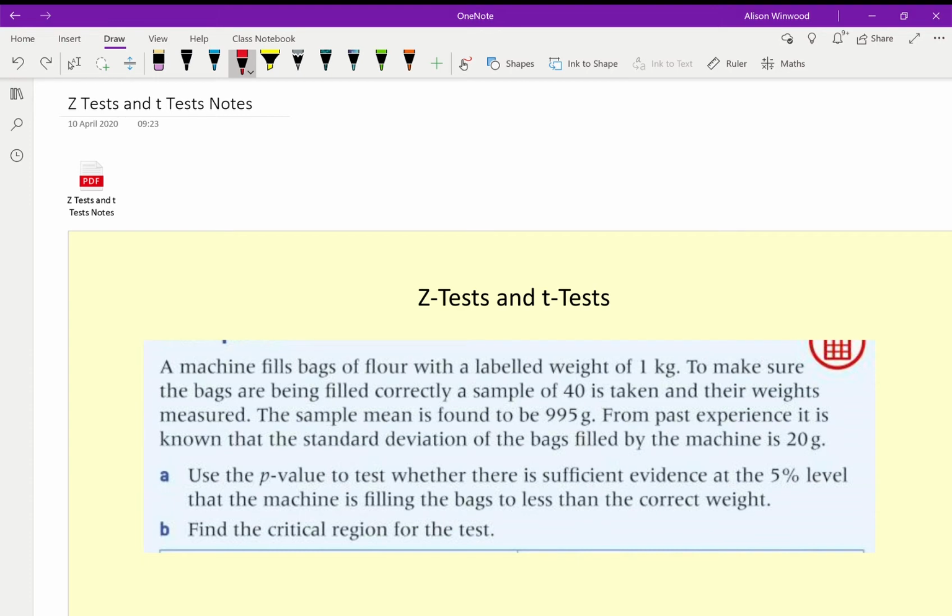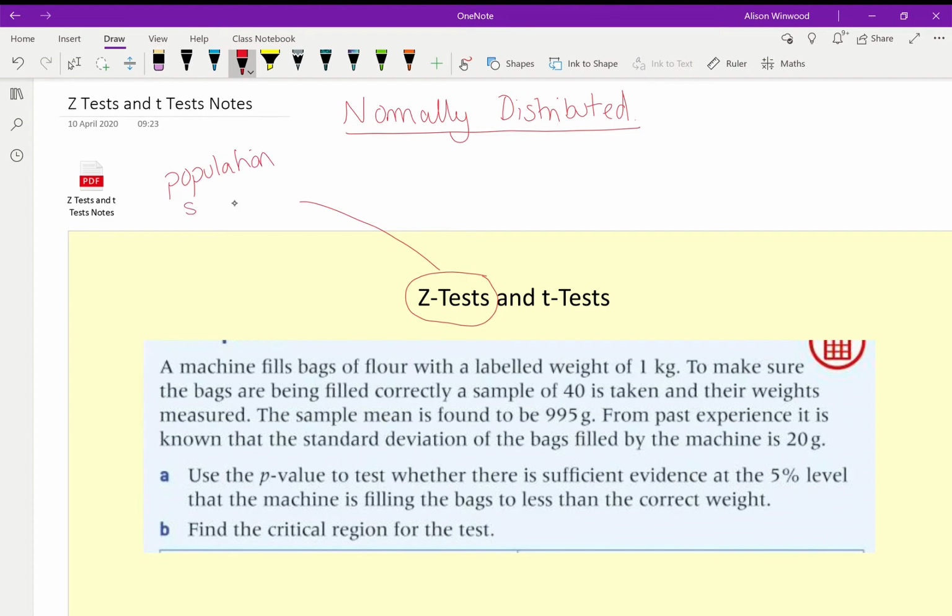If we have data that is normally distributed, then there are two types of tests that we need to decide which one we're going to follow. There's a z-test and a t-test. Now the z-test is for when we know the population standard deviation, which is known as sigma.